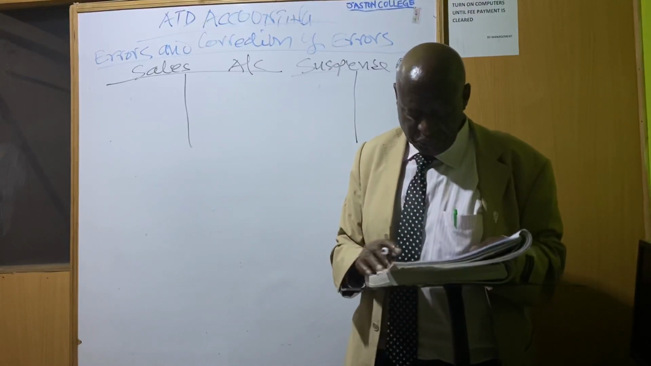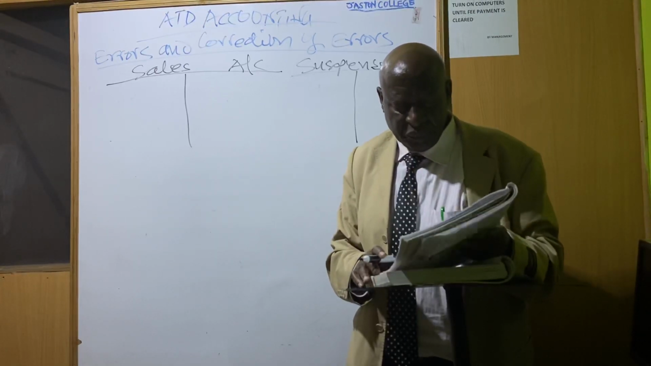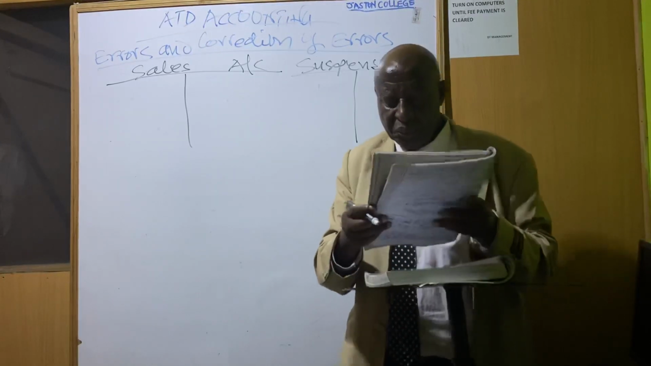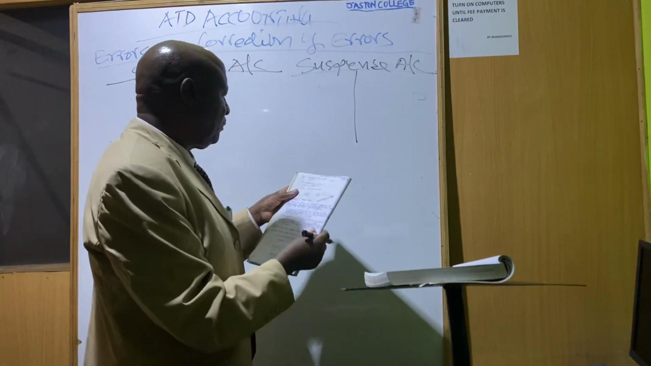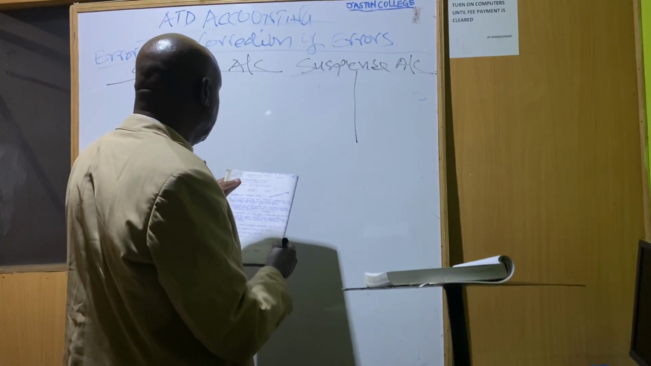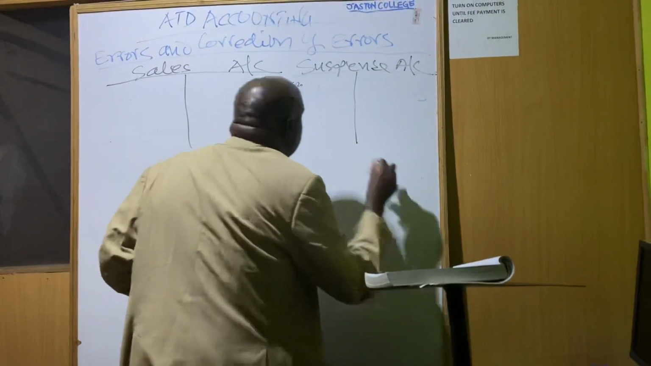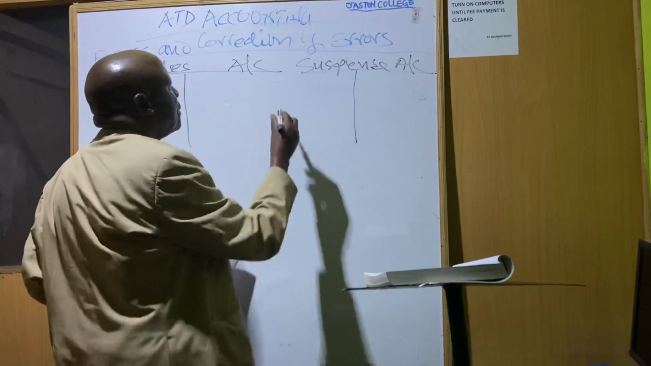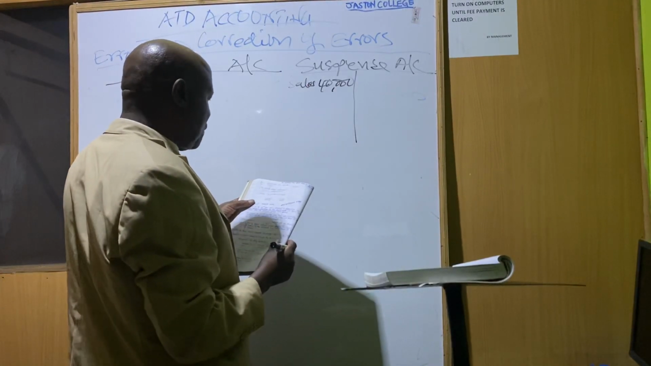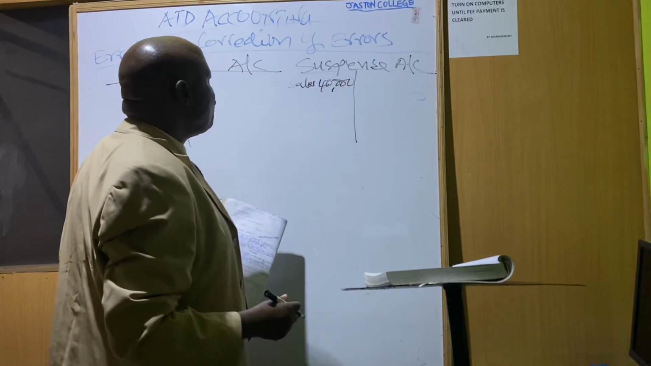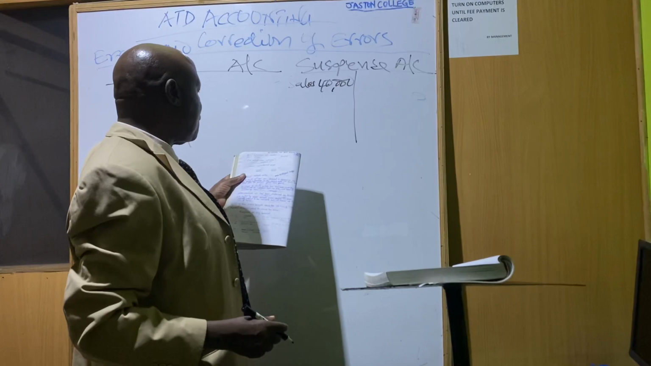We open a suspense account. In the suspense account, sales were undercast by 40,000. So we'll say sales 40,000 in our suspense account. This is to record sales undercast. In suspense, we will say sales 40,000.